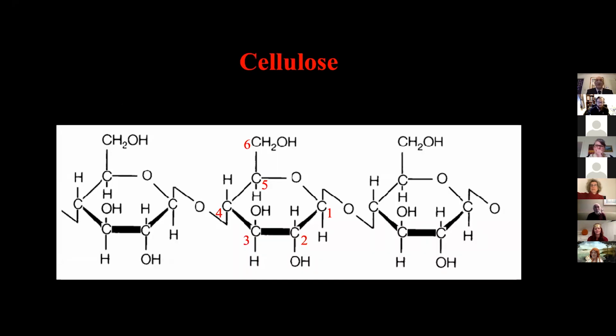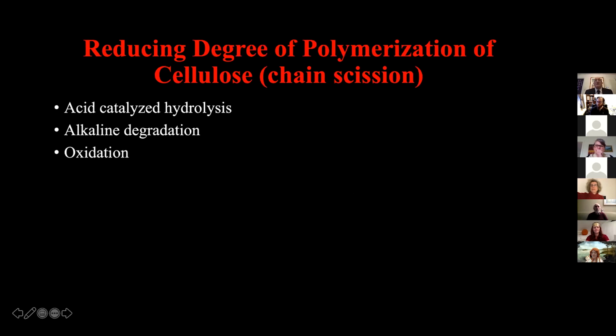So here's a picture of cellulose. And we see how we count the carbons on the glucose molecule. So 1, 2, 3, 4, 5, and 6. And we have a long chain of glucose with that beta-1,4 linkage. So there are a number of processes that reduce the length of the cellulose, reducing the degree of polymerization, chain scission. There's acid catalyzed hydrolysis, alkaline degradation, but what we're concerned about here today is oxidation.